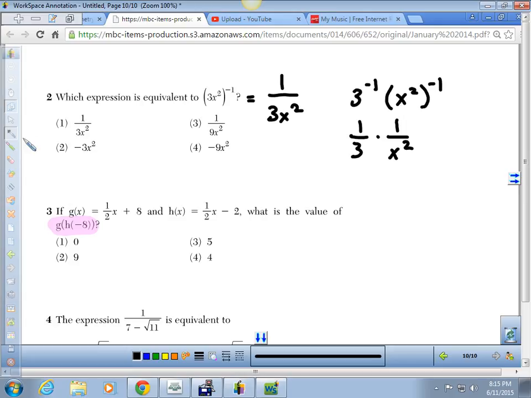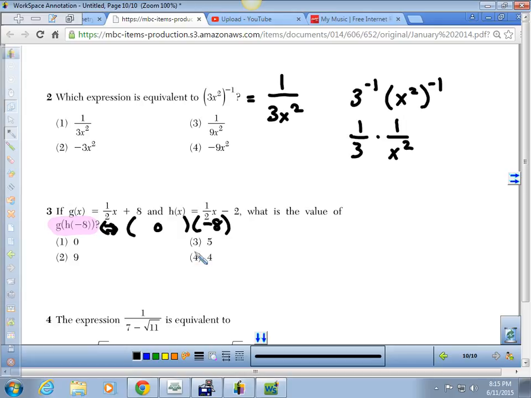What do I have to do first? I've got to evaluate h at negative 8. Why do I have to do that one first? G doesn't come first. H comes first, inside of the parentheses, right? Okay, folks, before we do this, tell me what is the other notation they could have used here? The circle. So we're going to do a circle of negative 8.